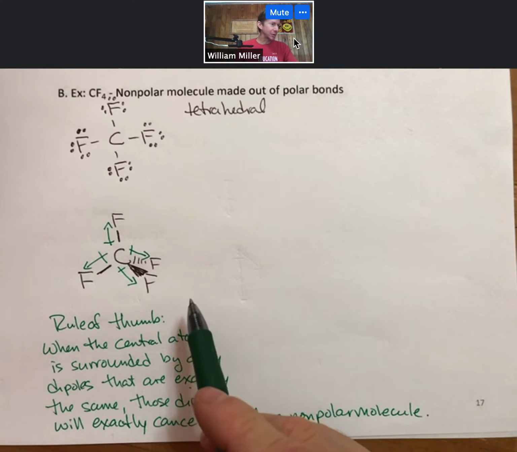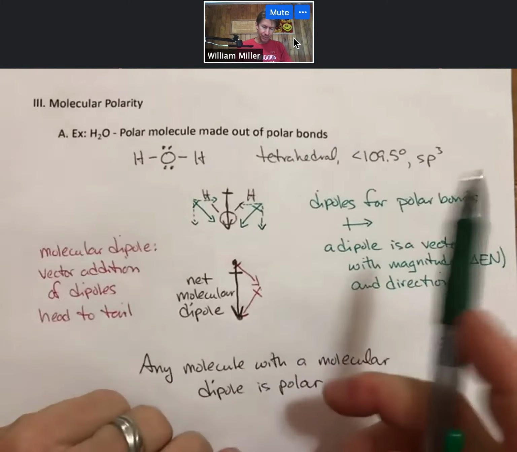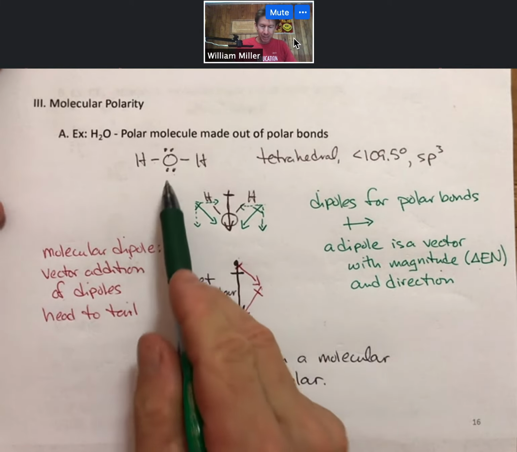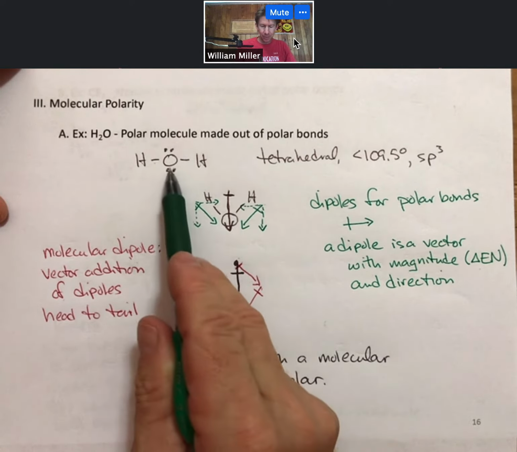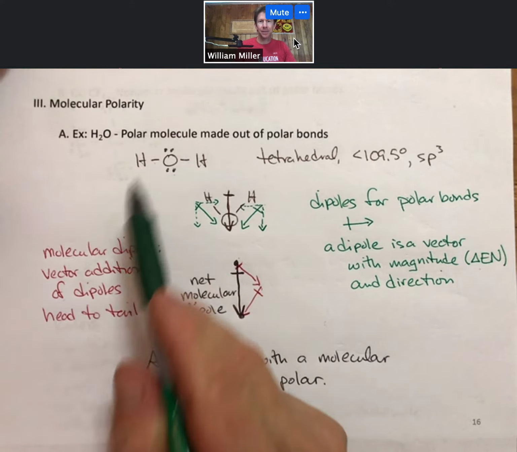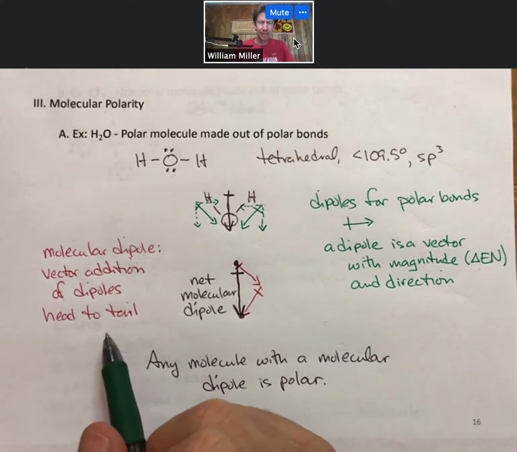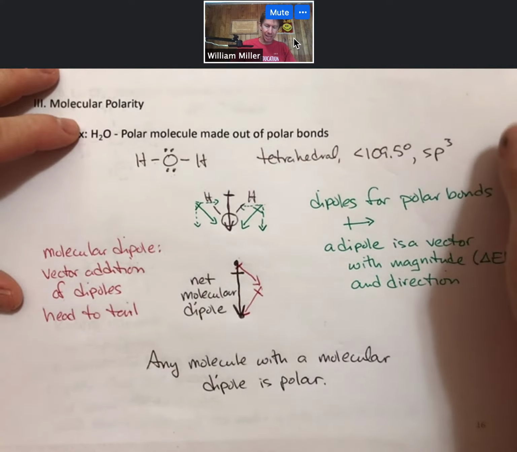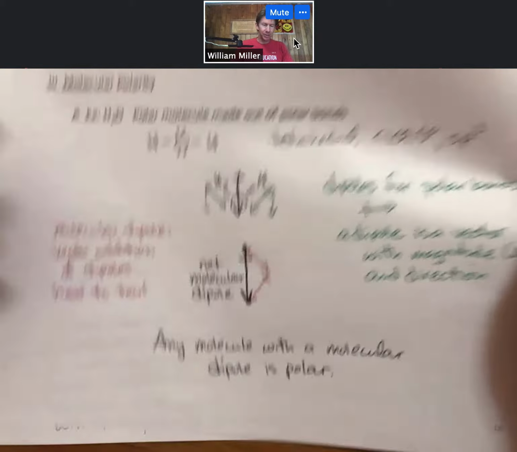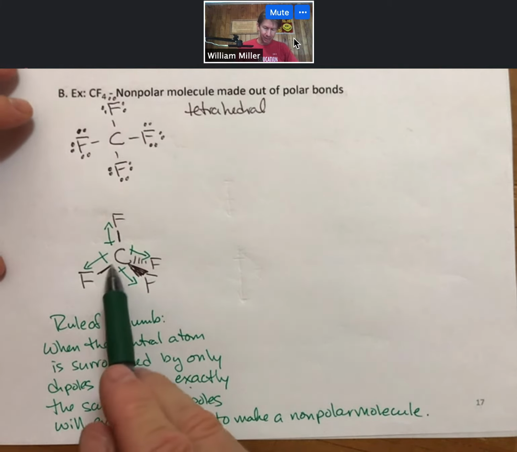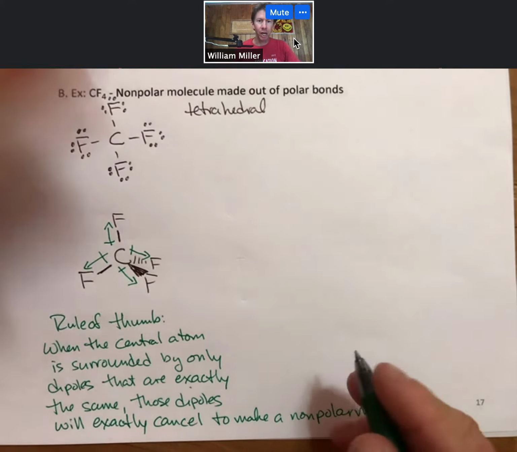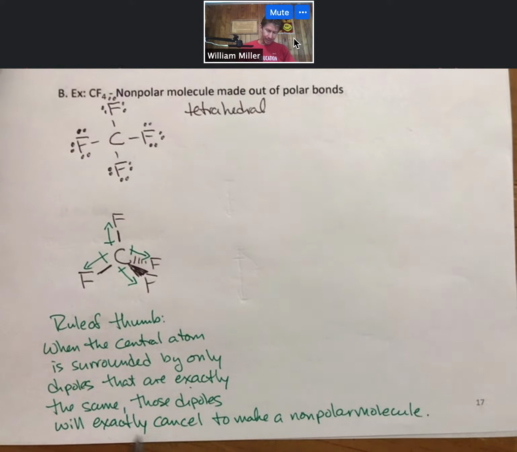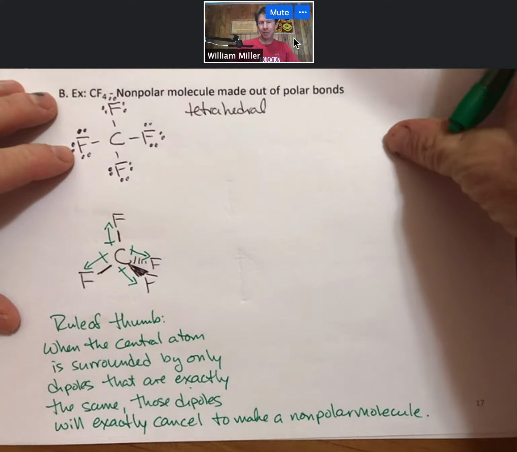So now we have two molecules. Actually, this works very well too. If we go back to water, or H2O, we see that there are two dipoles, but there are also two pairs of electrons. That is something different. That means that the dipoles won't exactly cancel. There will be a net molecular dipole. This carbon has only dipoles that are exactly the same, no electron pairs. The dipoles will exactly cancel. All right, so again, we will do lots of examples of this.